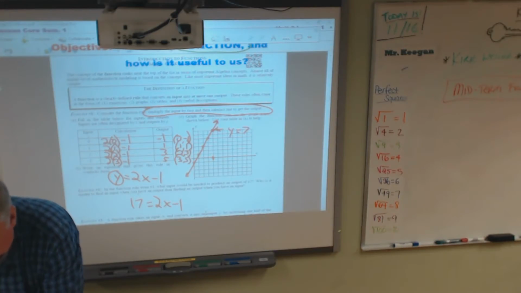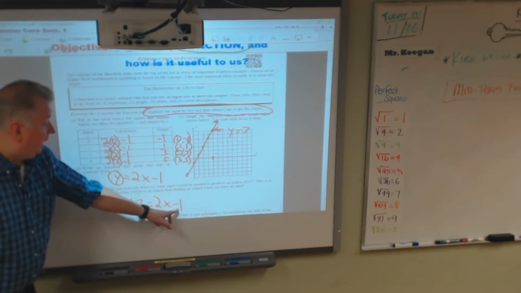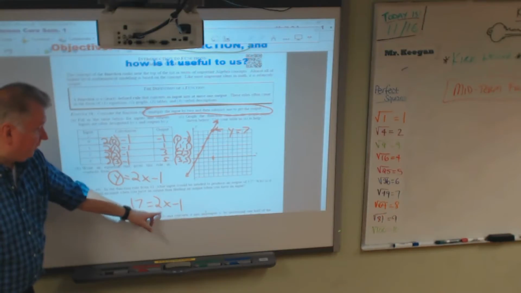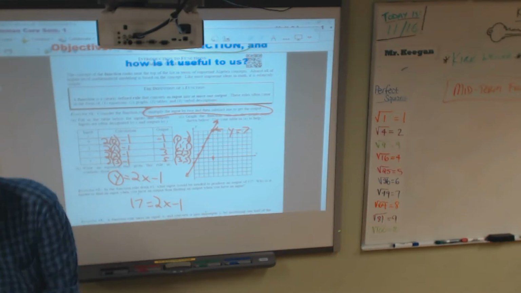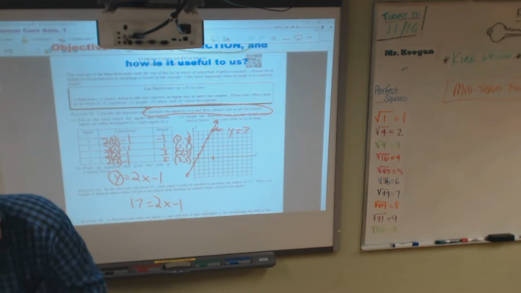Wouldn't it be negative 9? No, 8, negative 8, because look, you're going to add 1 to both sides. 18 equals 2x, and divide by 2, it has to be positive, right? Except it's a fraction, how do I?